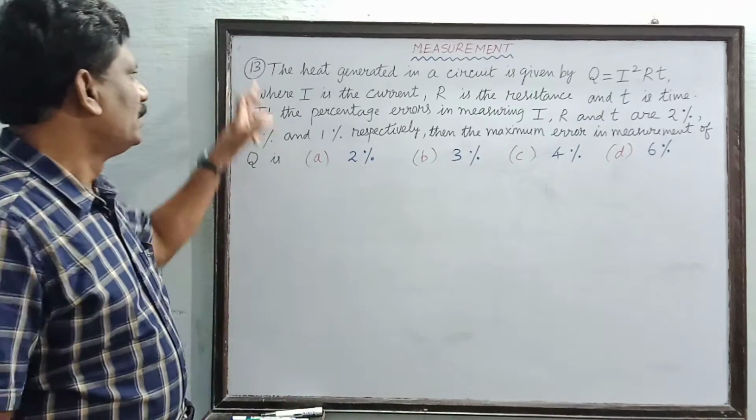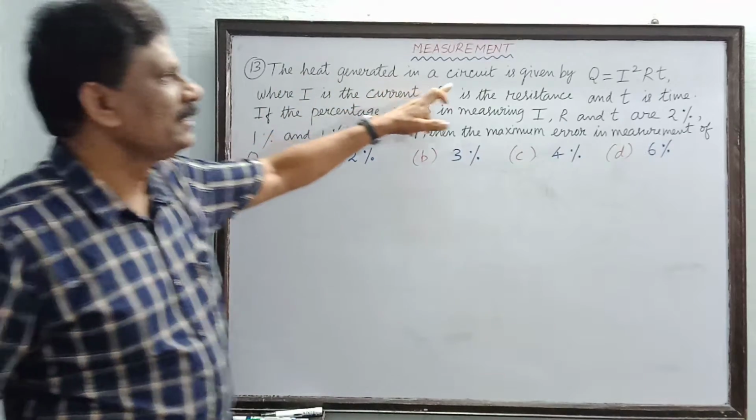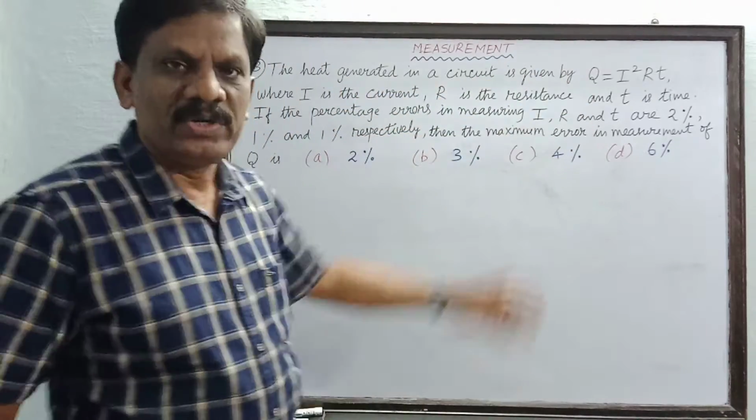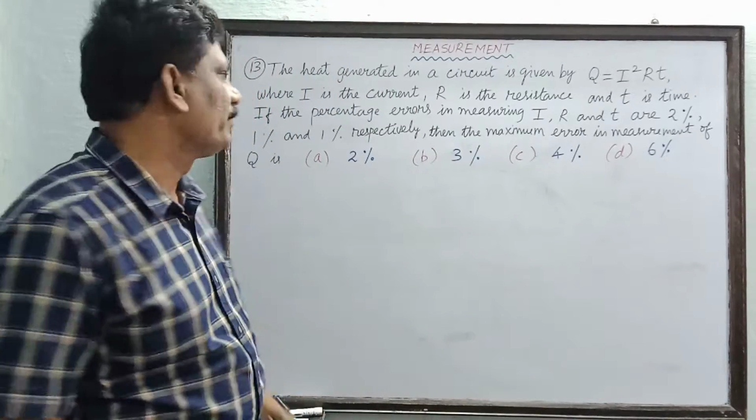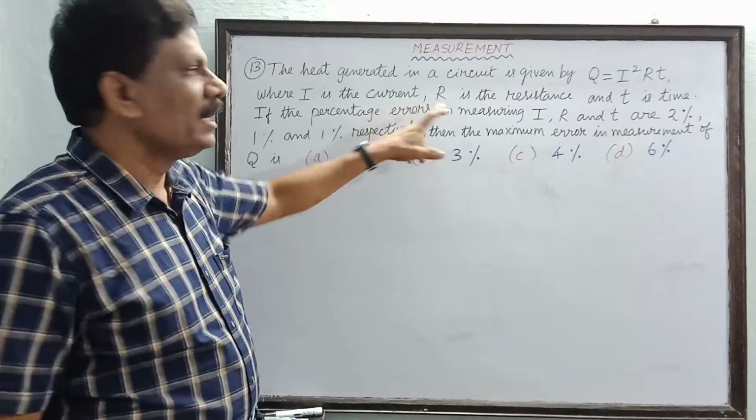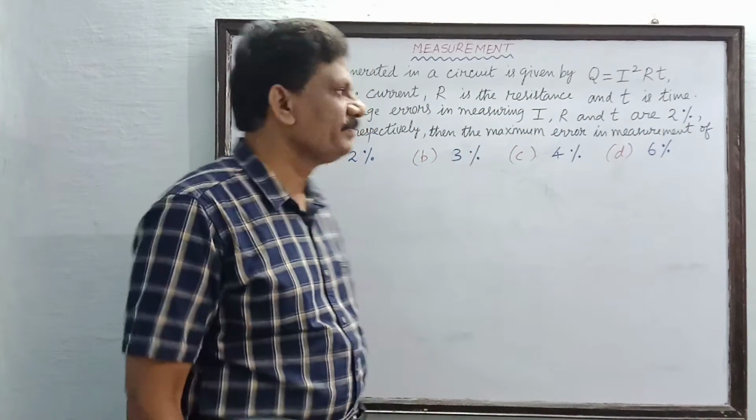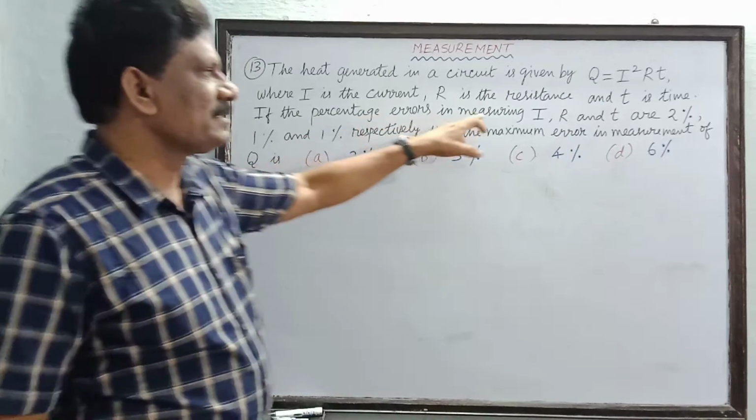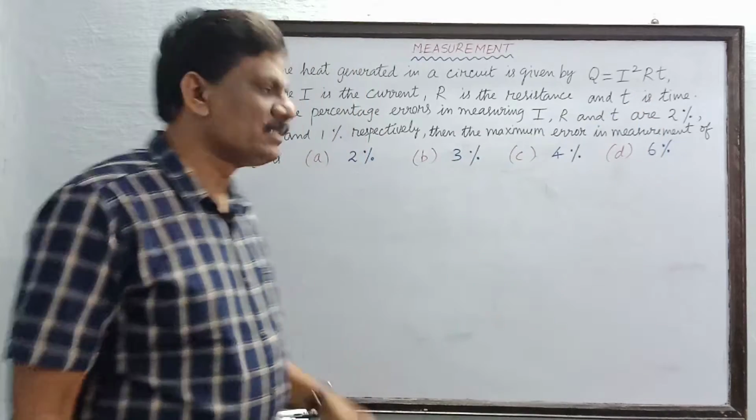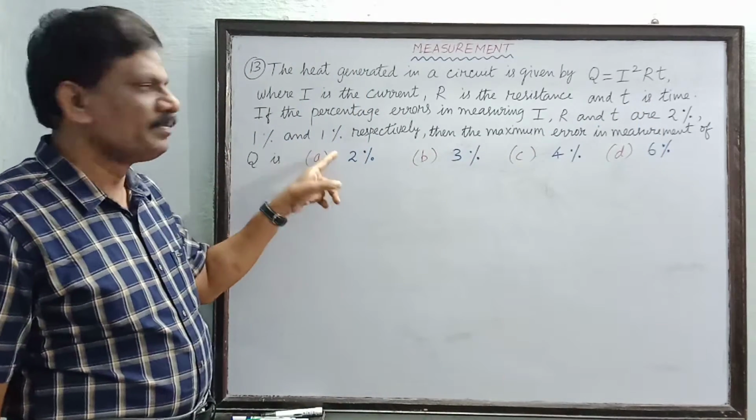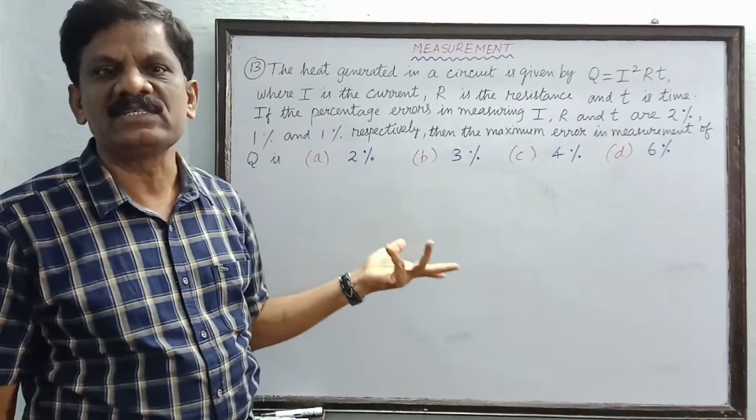Hi students. Now problem number 13. The heat generated in a circuit is given by Q equal to I square R into T. This is Joule's law of heating, where I is the current, R is the resistance and T is the time for which the current has flown. If the percentage errors in measuring I, R and T are 2%, 1% and 1% respectively, then the maximum error in the measurement of Q is to be found.